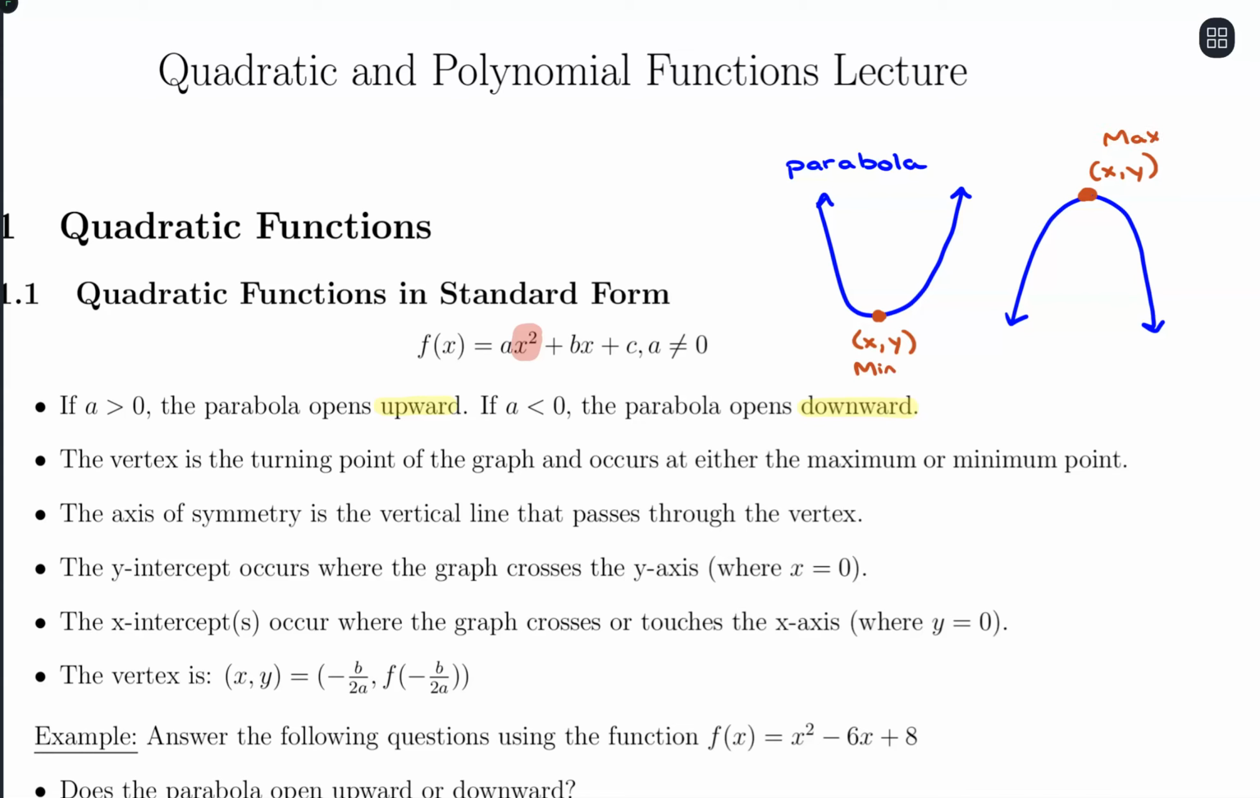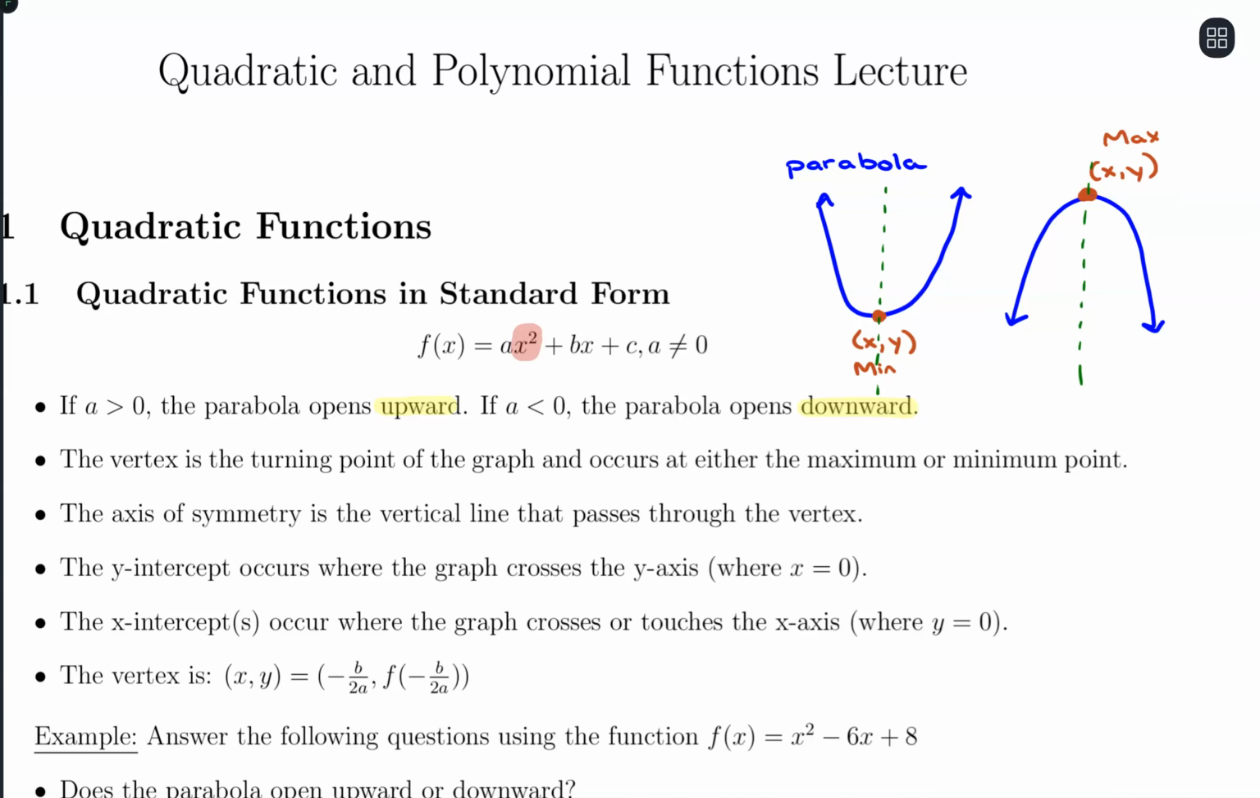The axis of symmetry goes through the vertex. So the axis of symmetry is this kind of invisible line, and the parabola is symmetric across that vertical line that I just drew there. So going through the vertex, it's cutting our parabola in half. So what's happening on the right-hand side is also happening on the left-hand side.